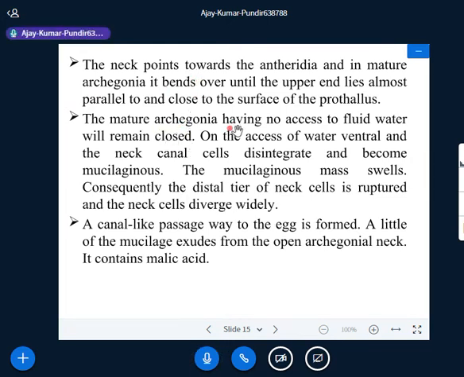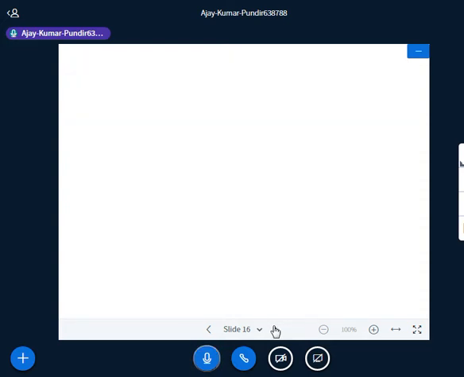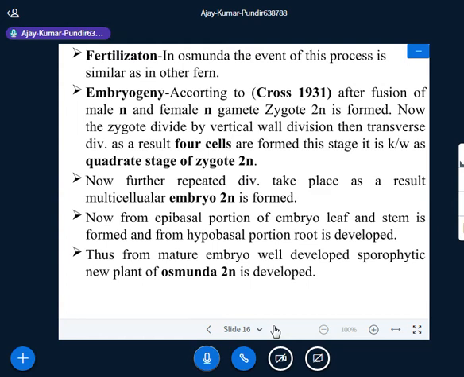द मैच्योर आर्चिगोनिया हैविंग नो एक्सेस टू फ्लूइड वाटर विल रिमेन क्लोज्ड ऑन द एक्सिस ऑफ वाटर वेंटर, एंड द नेक कैनाल सेल डिसजेनरेट, बिकम मुसिलियस. द मुसिलियस मास स्वेल. मैंने आपको बताया वही मैलिक एसिड, फ्यूमेरिक एसिड सब बनता है. देखिए मैलिक एसिड है ना, वो सब मैंने आपको डिस्कस कर दिया. सभी में एक ऐसा ही डेवलपमेंट होता है.